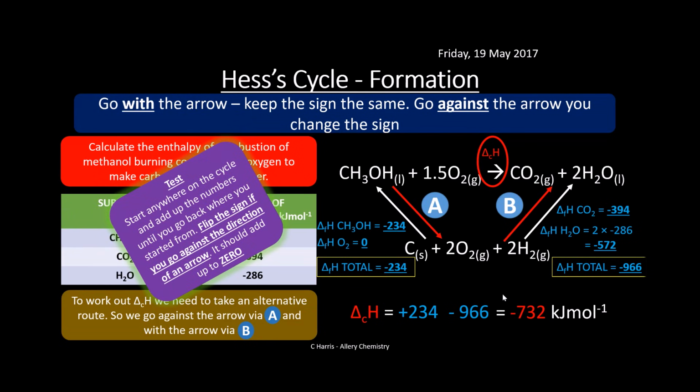Just a way of testing it: if you start anywhere on this cycle and you go against the arrow, you flip the sign, and with the arrow you keep it the same. Anywhere on this cycle, you could go from here to here and then back again, and put all those numbers in, and it should add up to 0. Basically, the energy is independent of the route taken. That's what Hess's law came up with. See? It all does make sense.